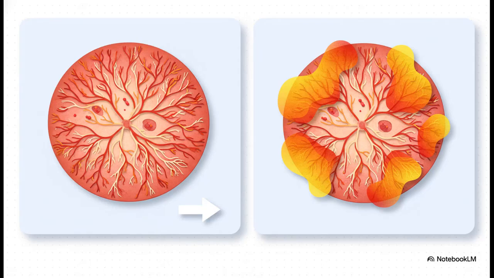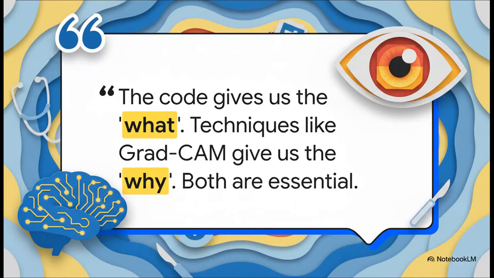And here's the proof, right here. On the one side, you've got the patient's original scan. But on the other, wow, you see the same image, but with these bright spots lighting up. That's the AI's focus. It's literally highlighting the tiny microaneurysms, the little hemorrhages, the real clinical signs a doctor would look for. We're not just being told this is severe, we're being shown why. It's visual proof.